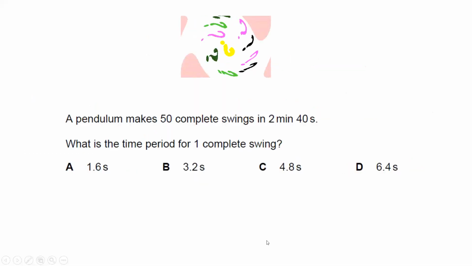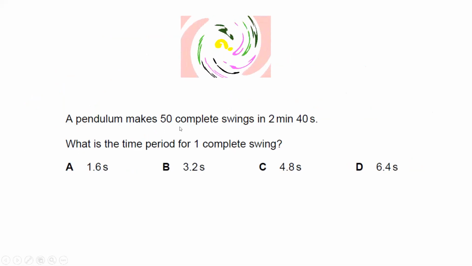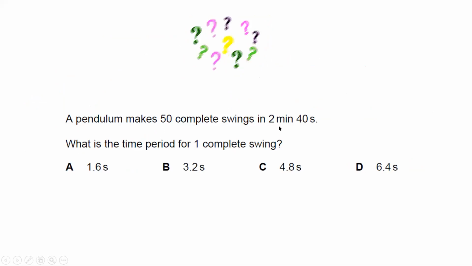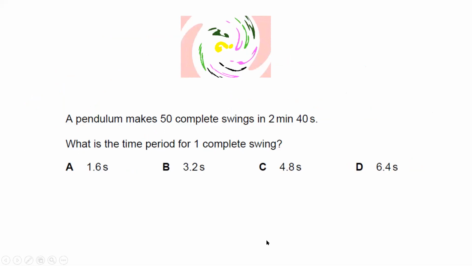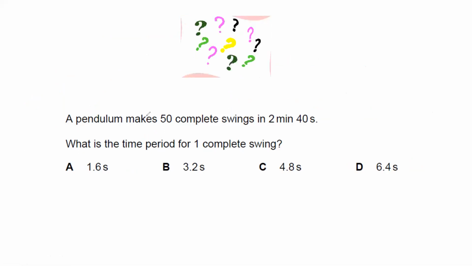So for example, a pendulum is making 50 complete swings in 2 minutes and 40 seconds. What is the time period? So how can you work out the time period? A pendulum is making 50 complete swings, so 50 vibrations in 2 minutes and 40 seconds, but all the answers are in seconds, so we have to convert 2 minutes and 40 seconds into seconds. So what will be the total number of seconds in 2 minutes and 40 seconds?